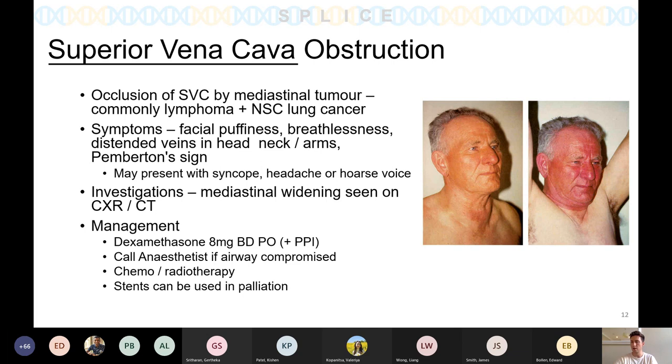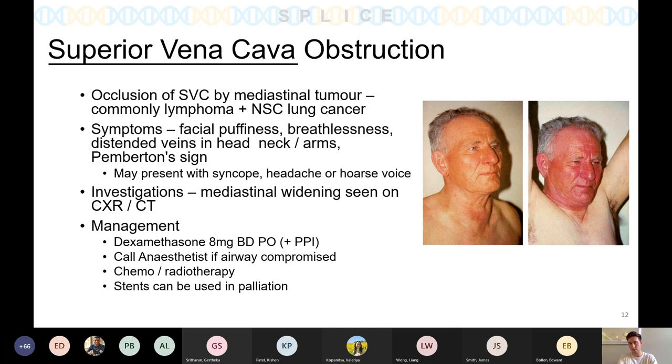Chest X-ray and CT can be used to diagnose and will likely show mediastinal widening. And then the management is your dexamethasone, twice a day, given orally, with some stomach protection as well. That can acutely shrink the tumor and relieve the obstruction. Sometimes the tumor is so big it can compress the airway, so you might need anaesthetic input, and then chemo or radiotherapy can help to shrink the tumor. The other point is in palliative care: you can use a stent to keep it open if you're not going to operate or provide chemotherapy.